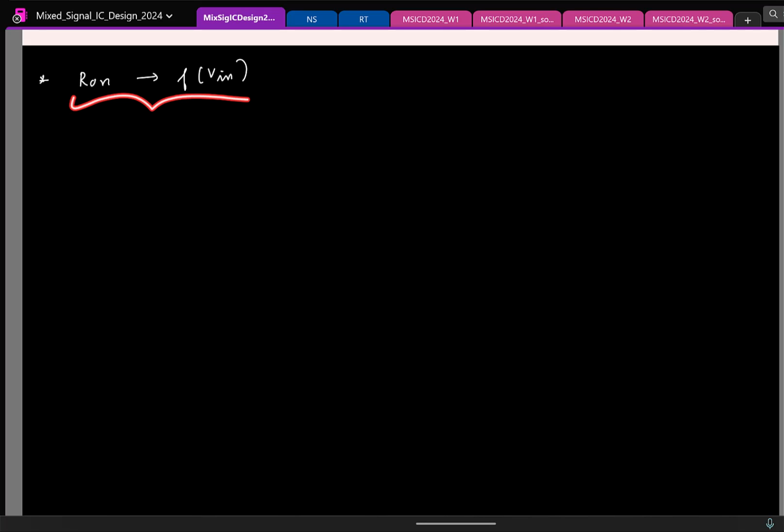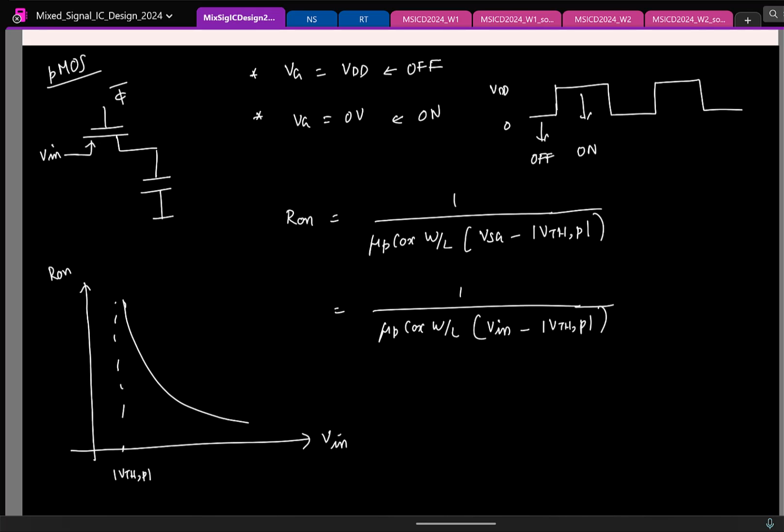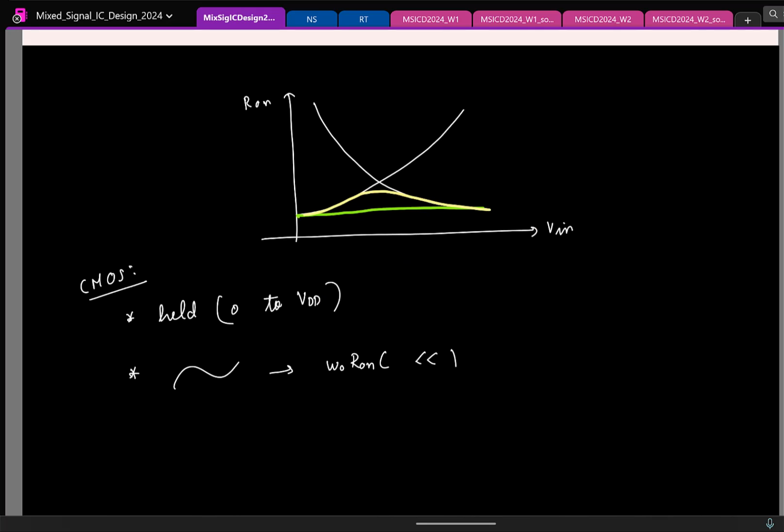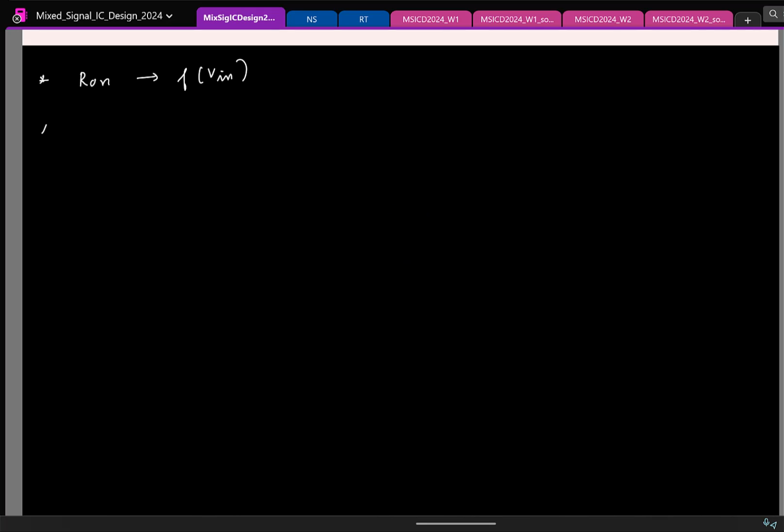Let's look at the expression again. Why did my input come into the R-on expression? Yeah, this is happening because in this term there is a dependence on Vin, and particularly it is VGS, correct? So the issue is that my VGS is also some function of the input voltage. This is the main reason, right?